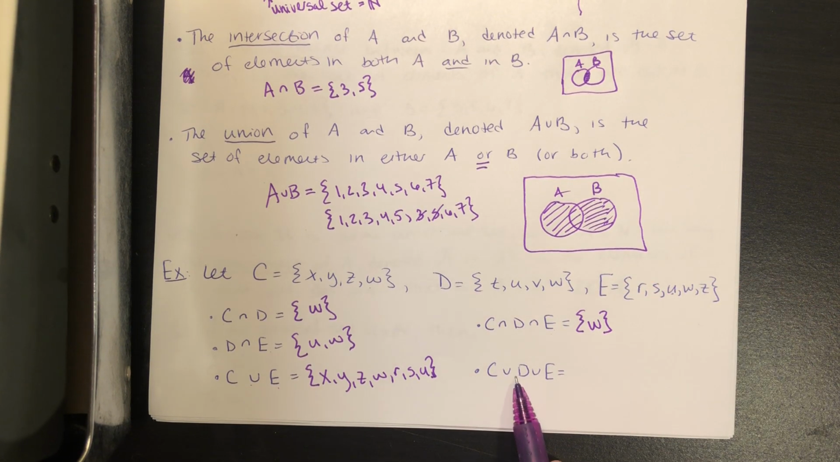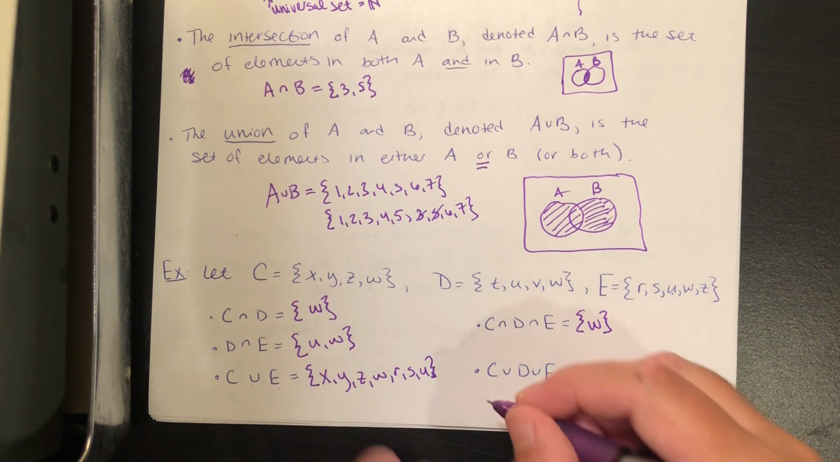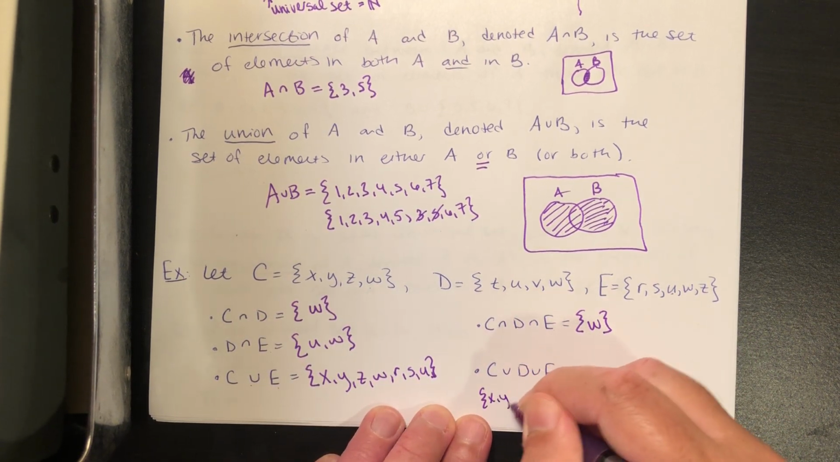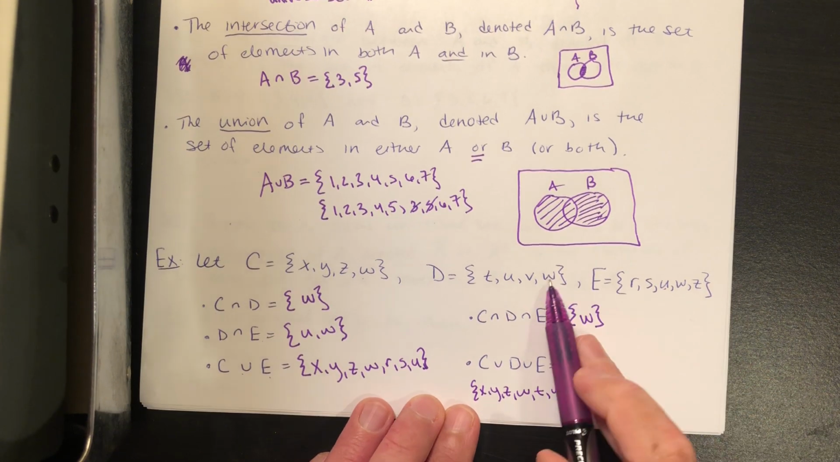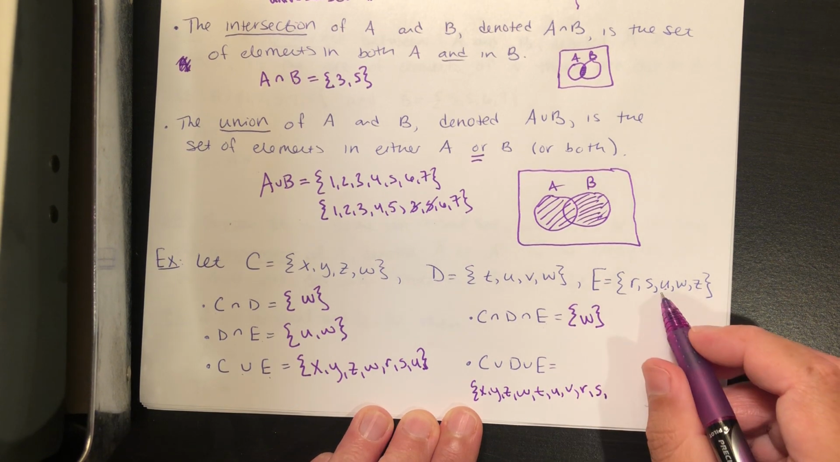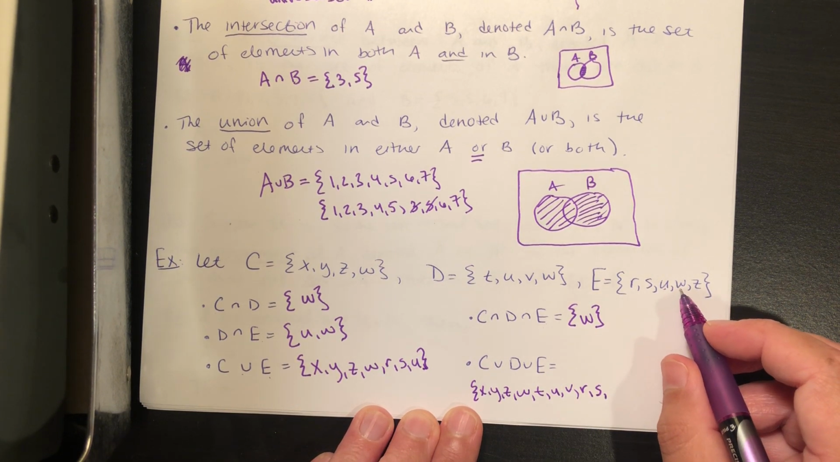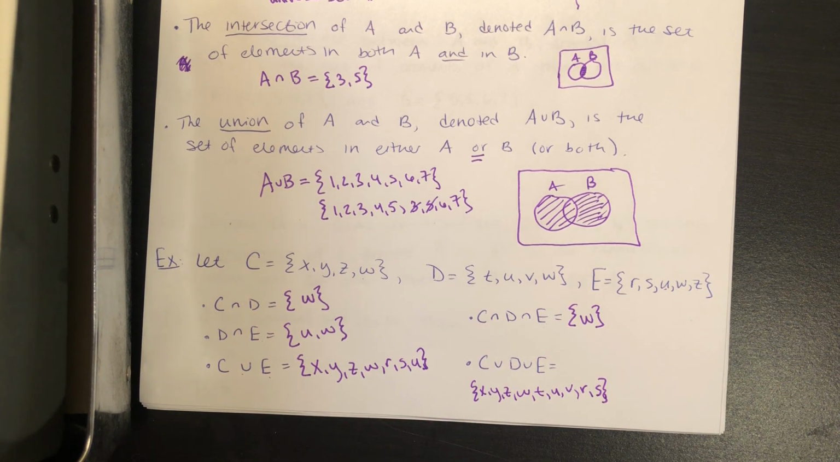The union, C union D union E, is going to be everything, right? All of these sets put together. So X, Y, Z, W, T, U, V, don't list W again, R, S, already listed U, already listed W, already listed Z. Okay, so this is it. That's my union of all three sets.